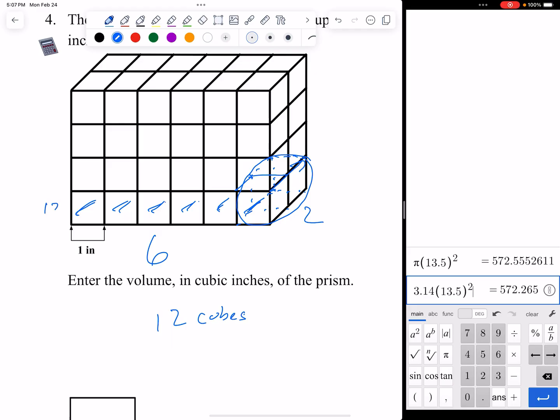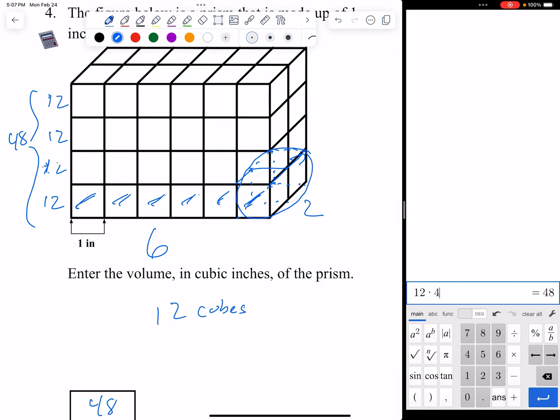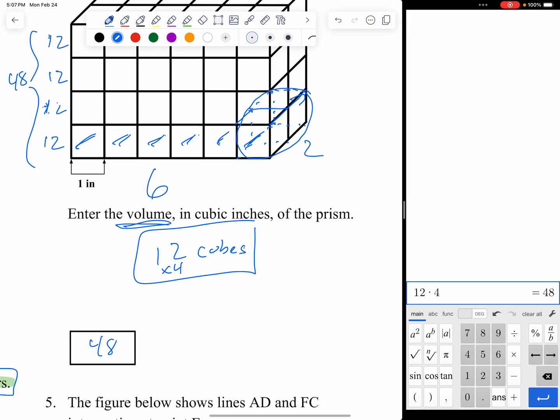Well, if this is 12 cubes, guess what this is? This next piece is also 12, then another 12, and then another 12. So what does that give me? Well, that gives me 12 plus 12. Let me use a calculator. 12 times 4, so that gives me a total of 48. Okay, so here's the other thing you should know. Because it is volume, let me draw this as a rectangular prism.